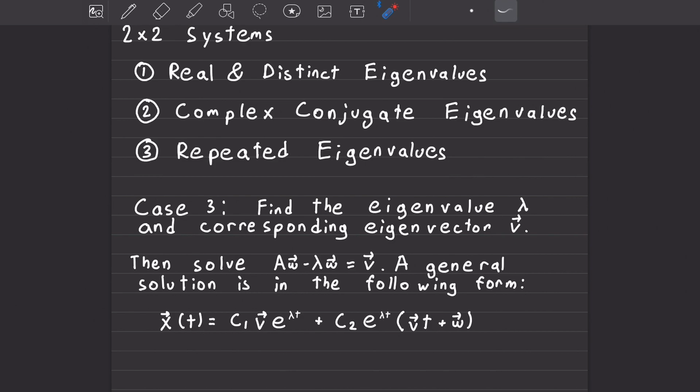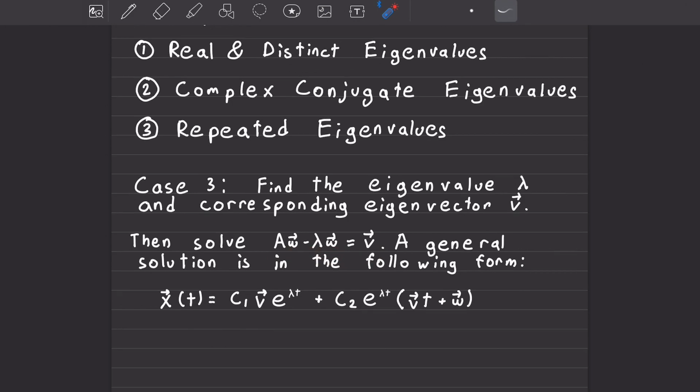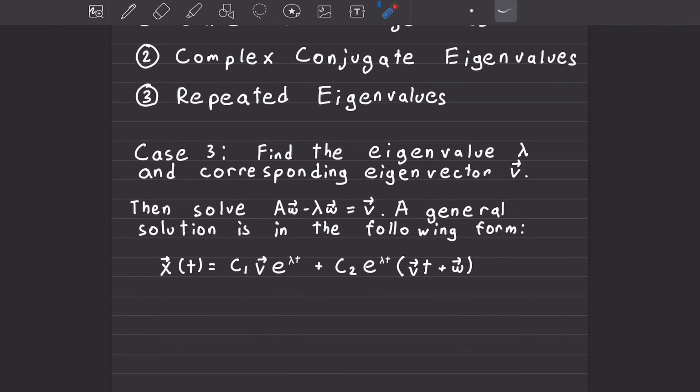We want to begin by finding that eigenvalue, and then obviously the corresponding eigenvector, and I'm going to call that v. Then we set up the following equation, where lambda is defined and so is v, and we're going to be solving for this w. Once we find that, we have a general solution, and it's in the following form: C1 v e^(lambda t) plus C2 e^(lambda t) times (v t plus w).